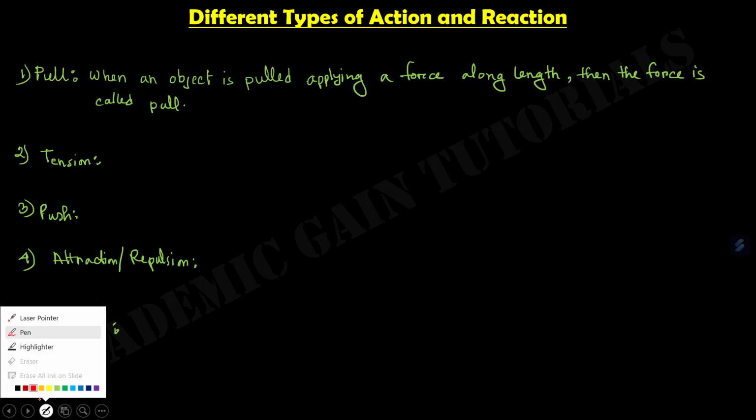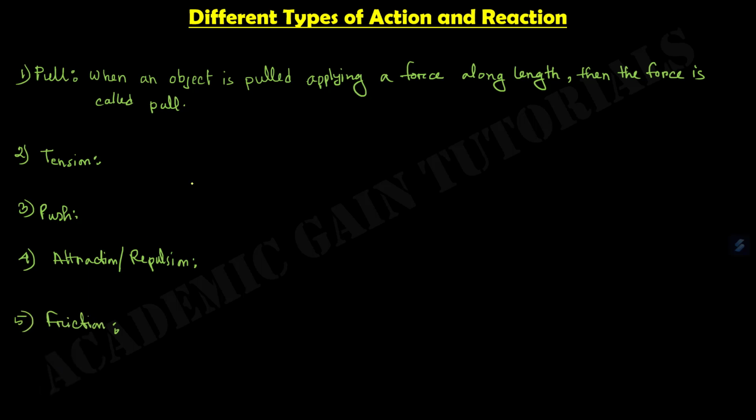As we discussed in our previous lectures, according to Newton's third law, every action has an equal and opposite reaction. So different types of actions and reactions we will discuss in this video. First of all, the first action is known as pull.